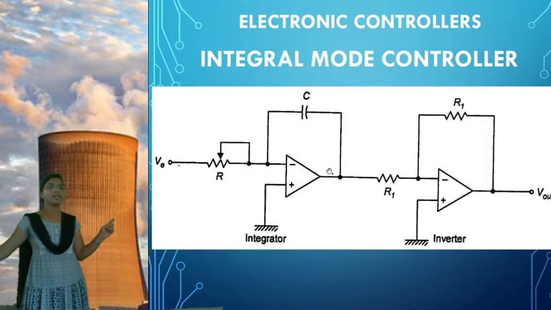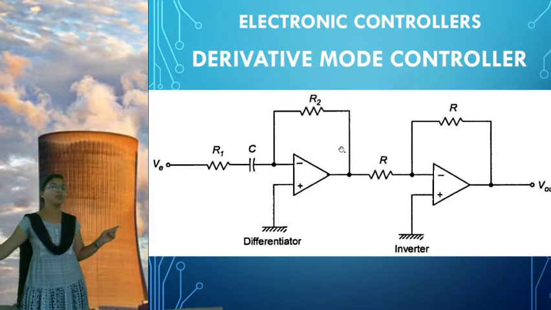In the previous case, the capacitor is connected as a feedback element, so that is actually like an integral mode. Here we take the capacitor as the input and the resistor as the feedback element. So this acts like a derivative mode.